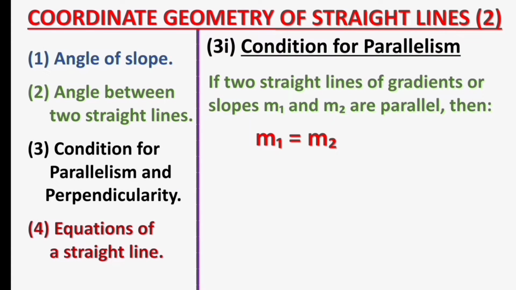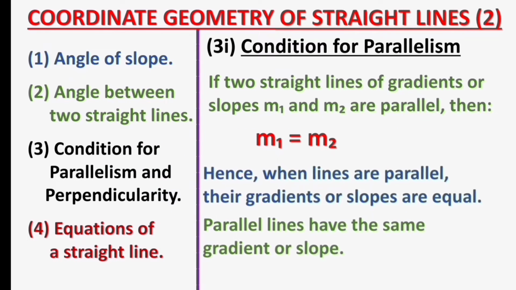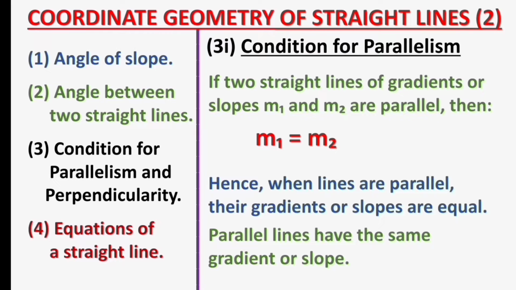If two straight lines of gradients or slopes m1 and m2 are parallel, then the gradients or the slopes are equal. That means m1 is equal to m2. Hence, when lines are parallel, their gradients or slopes are equal. Parallel lines have the same gradient or slope. Please take note of this condition for parallelism.